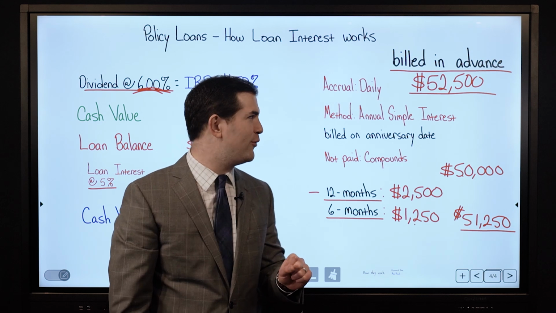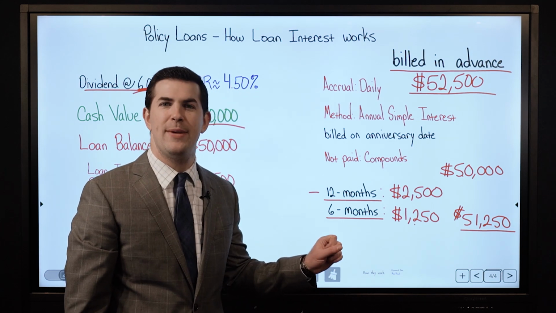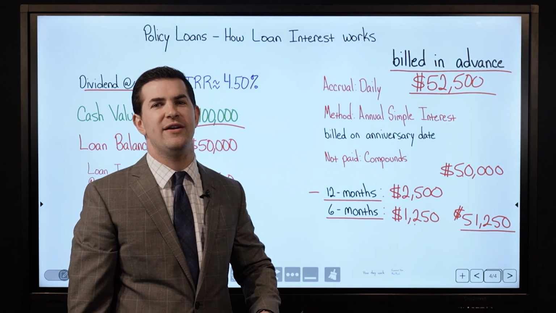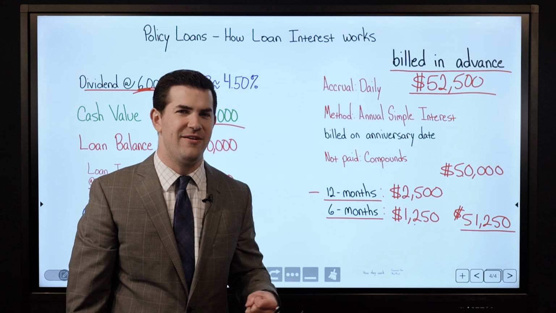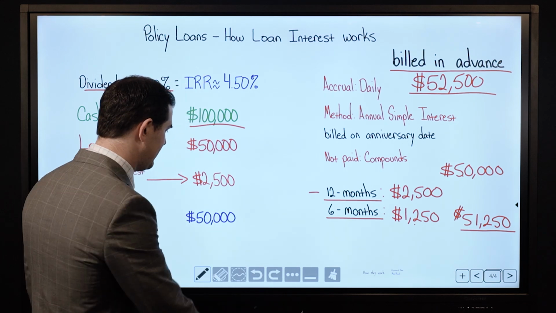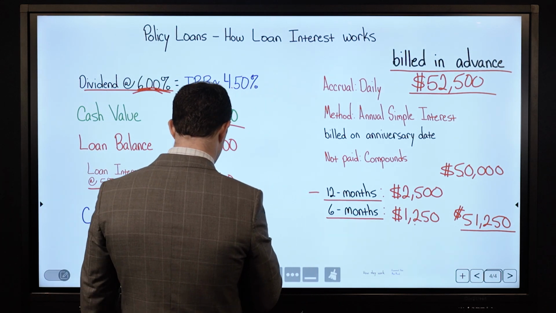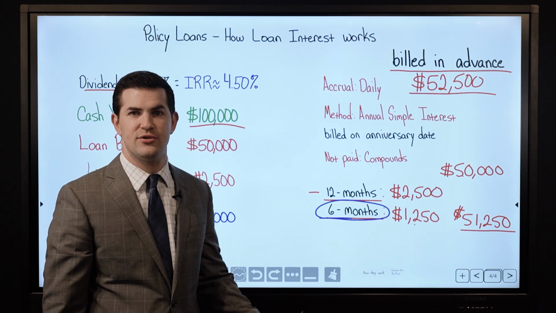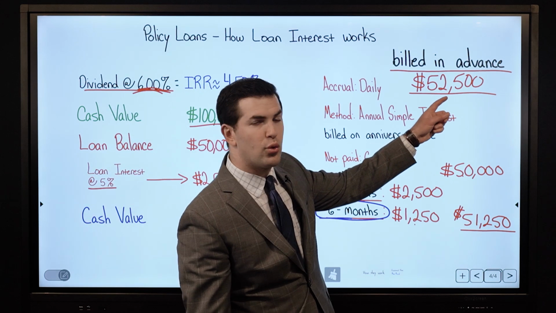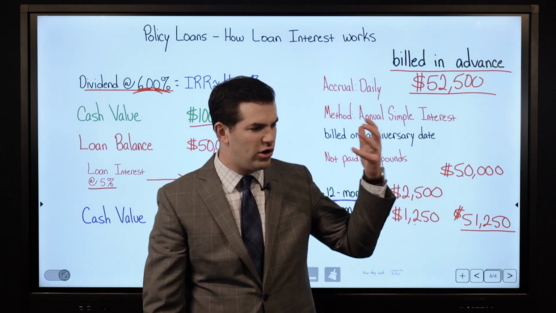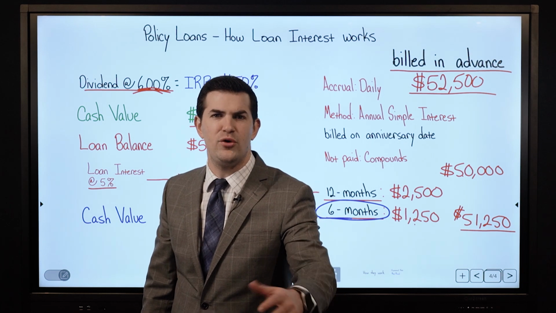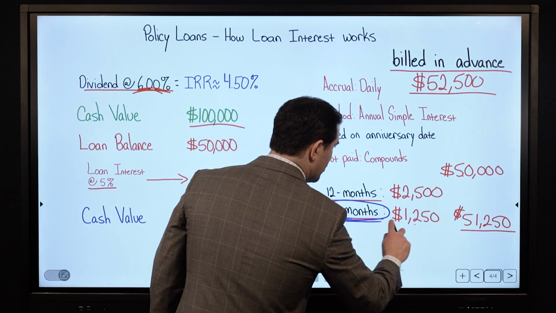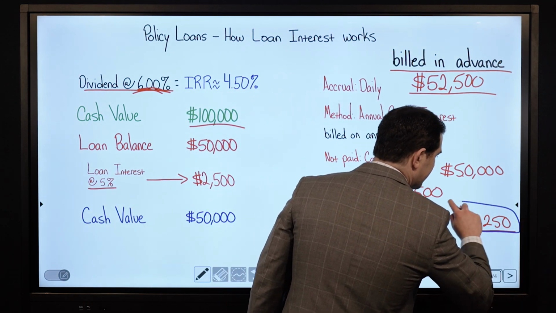But with that said, how it works is if you elect to make payments at any time prior to the anniversary date, you get a refund for any loan interest that was billed in advance. As an example, let's assume that you pay the loan off in full in 6 months. Even though they billed the $2,500 in advance, on your statement you see $52,500, when you go in your online portal, that's your loan balance. The loan payoff amount will actually read $51,250.